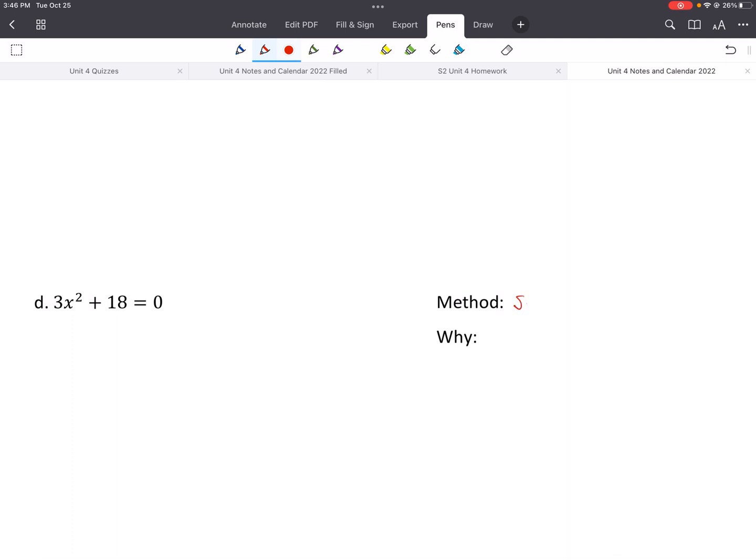So solve using square roots. Why? Because it has 1 x, and it's squared. Gosh, my writing is terrible today. Okay, so to solve something like this, again, it's like the opposite of PEMDAS. We'd first add or subtract.